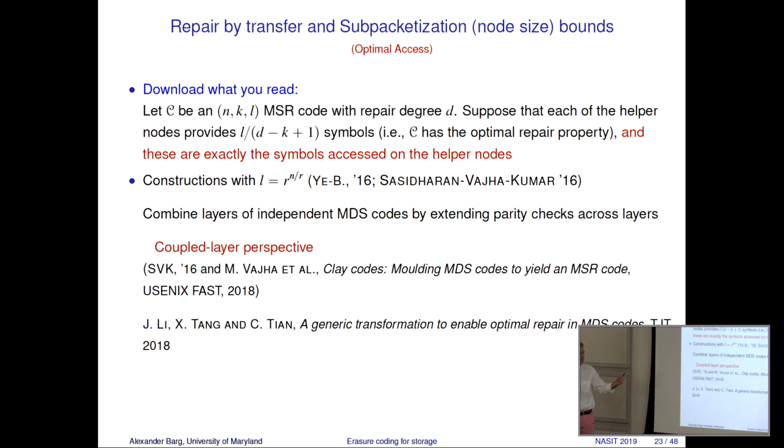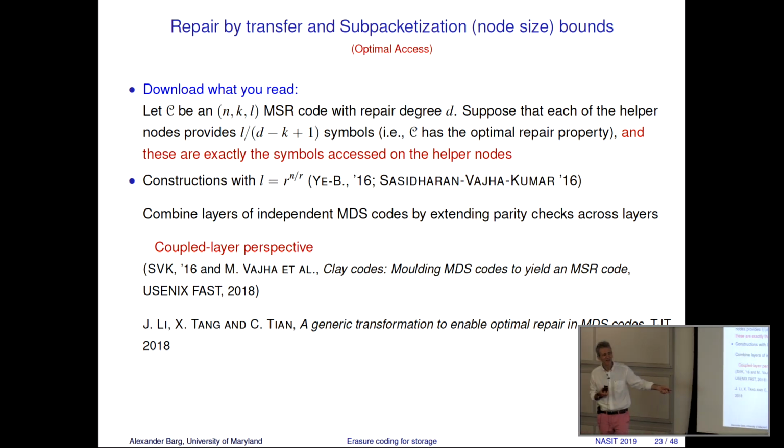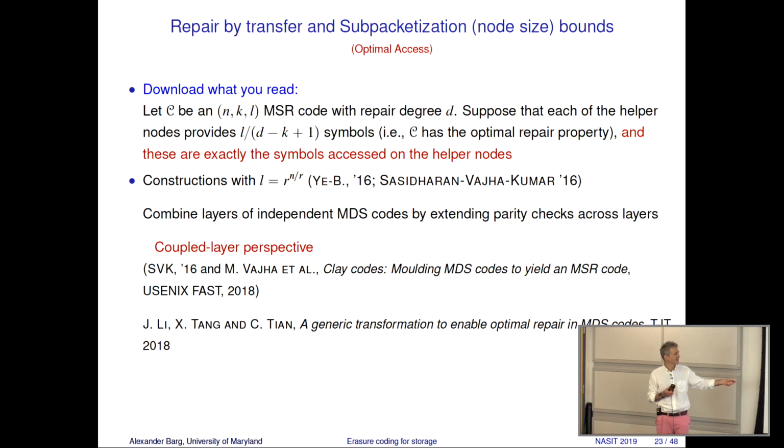So we advertised those coupled layer codes. So Clay comes from a coupled layer perspective. With that sub-packetization, there was a concurrent work by Ji Li, Xiao Hu Tang, and Chao Tian that again addressed this coupled layer perspective in the context of transformations to enable optimal access repair in MDS codes. Again, similar to these results, optimal access is also possible.